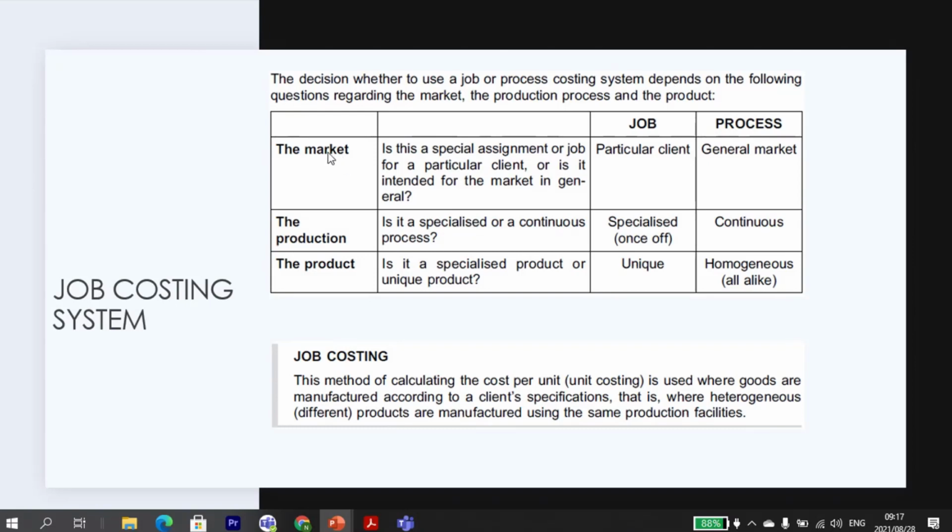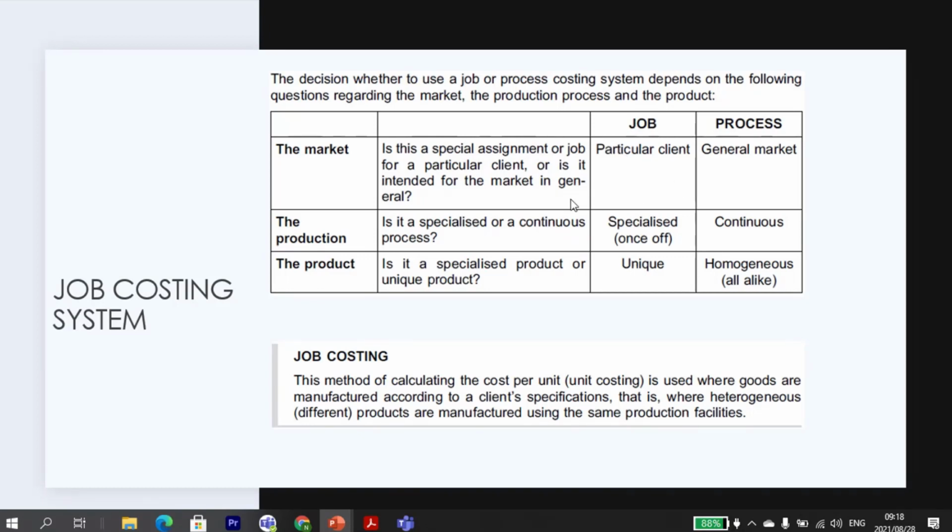First of all, you need to consider the market. Are you making a special assignment, a job for a particular client, or are you making a product for the market in general? If you are looking specifically at a client's needs in terms of making something tailor-made, either a dress or a tailor-made car, where after you meet the requirements of the specific client you can't sell it to anyone else, it's specifically for the client. That's when you will use job costing.